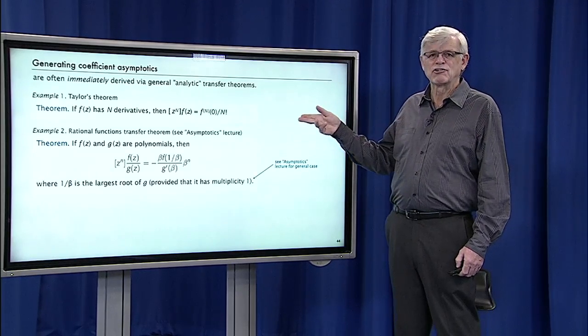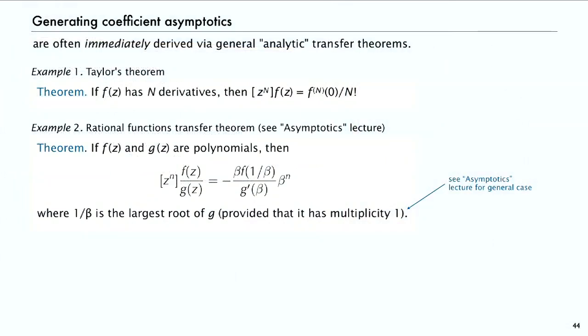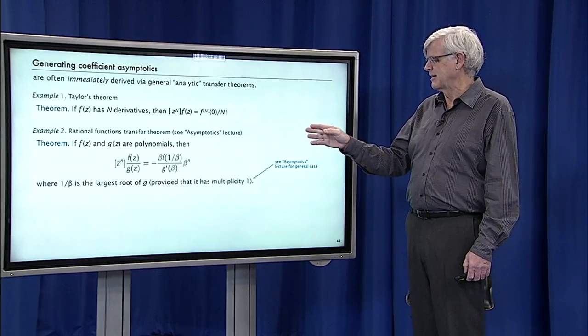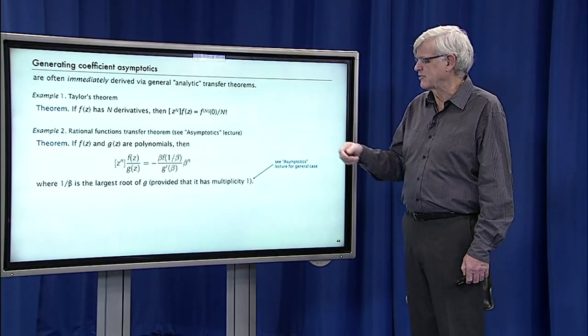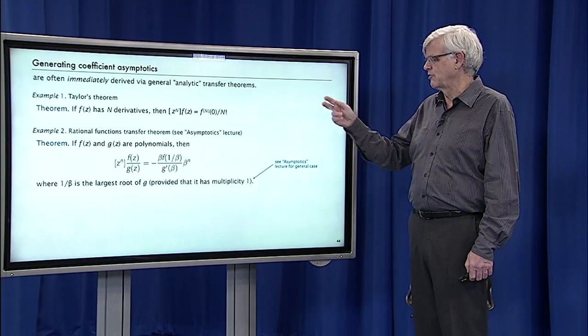We saw another example with rational functions, and we talked about that in the generating functions lecture and also the asymptotics lecture. This is a special case, just for simplicity on this slide. If f of z and g of z are polynomials, then the coefficient of z to the n in the ratio of f of z to g of z depends on the largest root of g, the denominator. And if 1 over beta is that root, then this expression gives the asymptotics of the coefficient of z to the n in the ratio of those two.